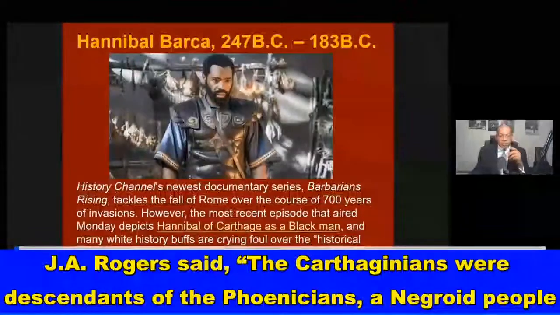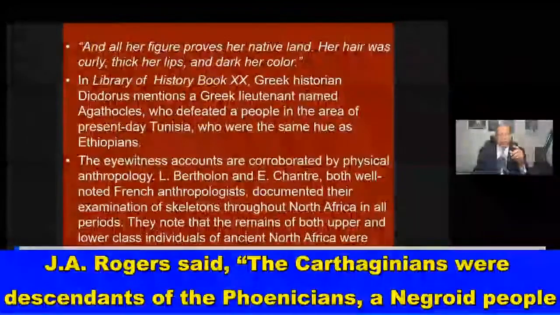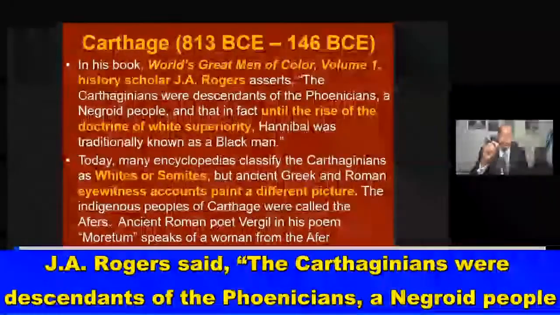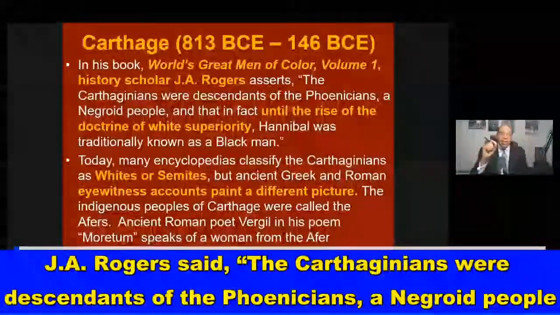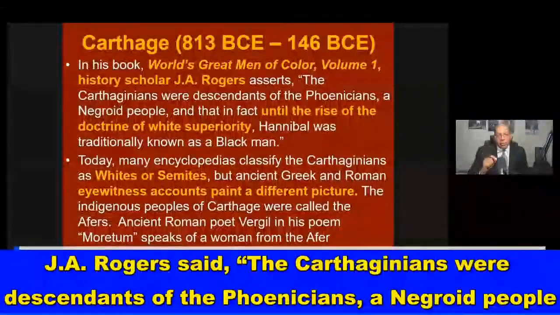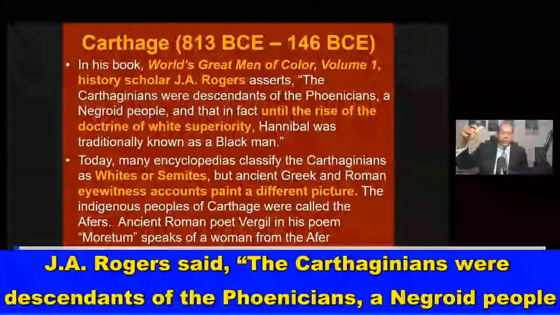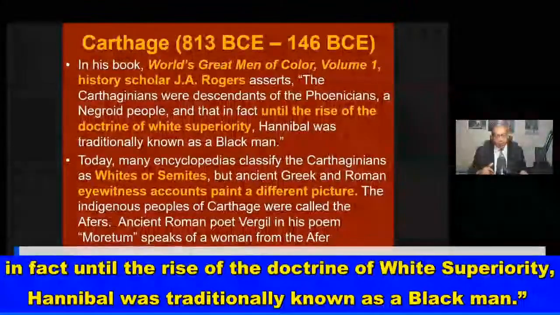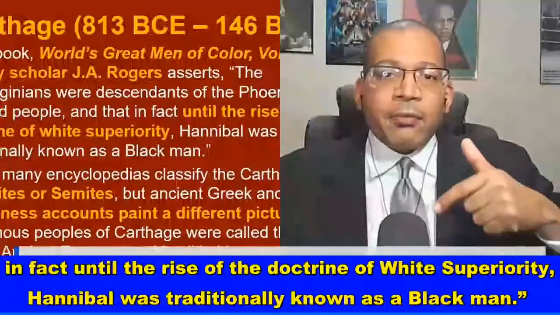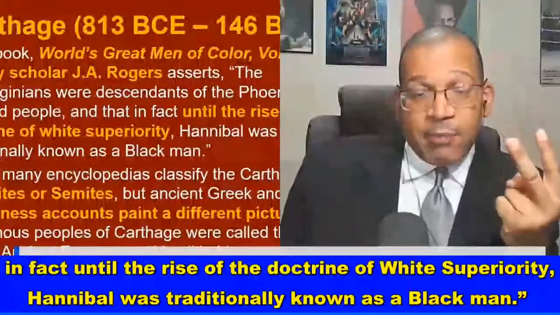And as J.A. Rogers said in World's Great Men of Color, the Carthaginians were descendants of the Phoenicians, a Negroid people, and that, in fact, until the rise of the doctrine of white superiority, Hannibal Barca was traditionally known as a black man, because as you have a rise in European powers, you have a rise in white superiority. You have Europeans who reinterpret a lot of these mythological images and religious images.